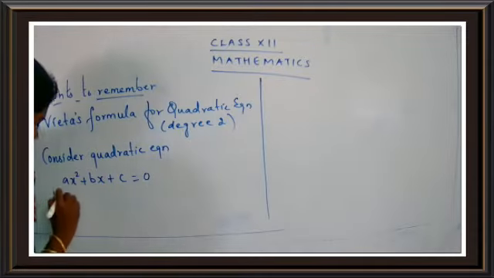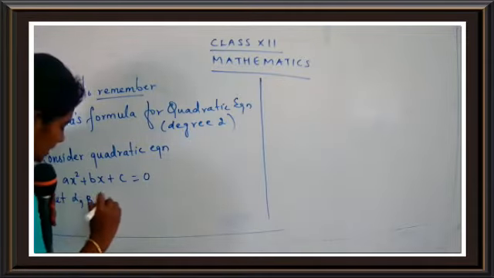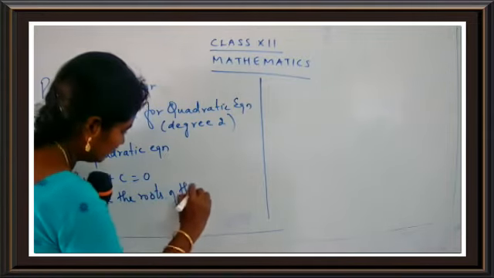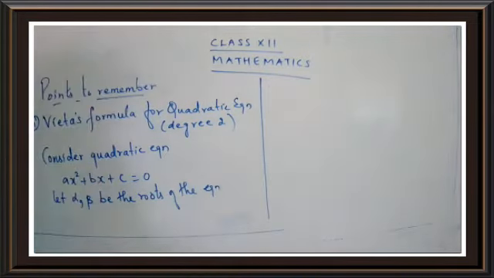Write down. Let alpha, beta be the roots of the equation. Why are we choosing alpha and beta? Because we know that for a quadratic equation, we get 2 roots. Since we don't know the value of the roots, we have to just take them as alpha and beta. Okay, now let's go for the next step, children.